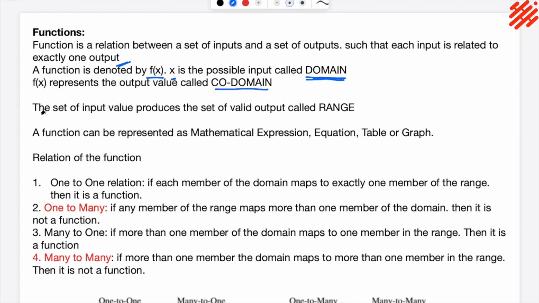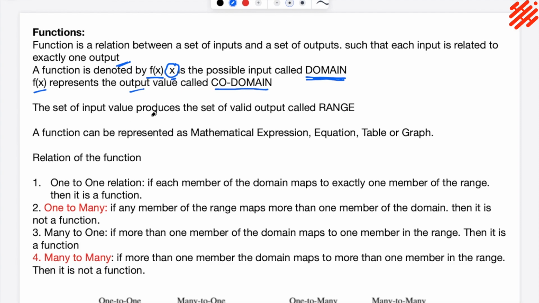So how does f of x represent the outputs? The output is represented by the term f of x, and the input is represented by the term x. x is the input and f of x is the output. x is the domain, that is, the input is the domain, and f of x is the codomain, that is, the output is the codomain.